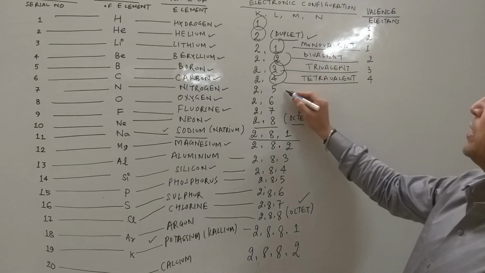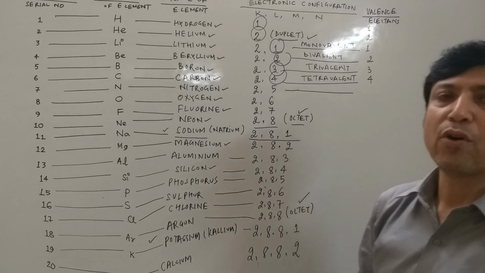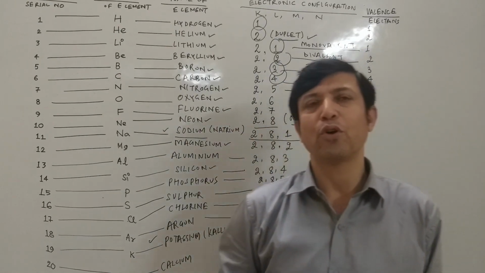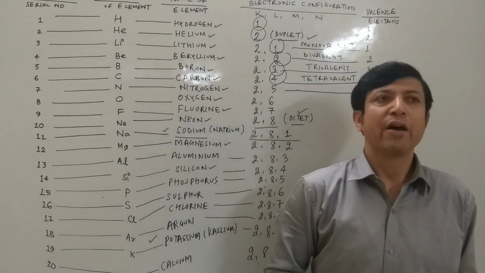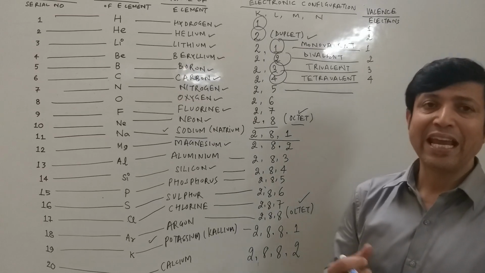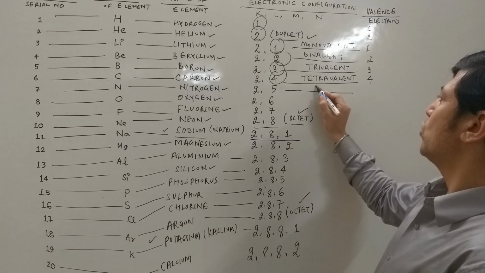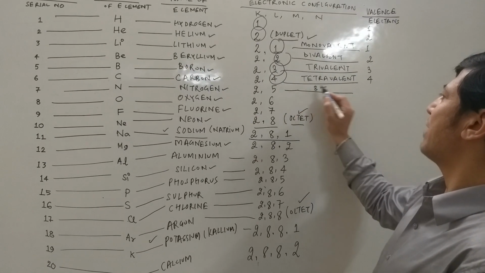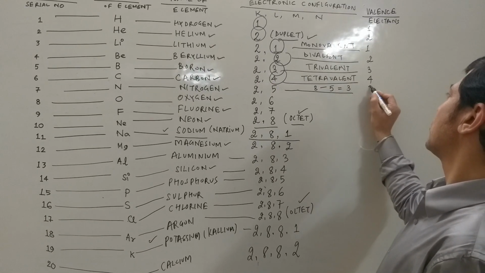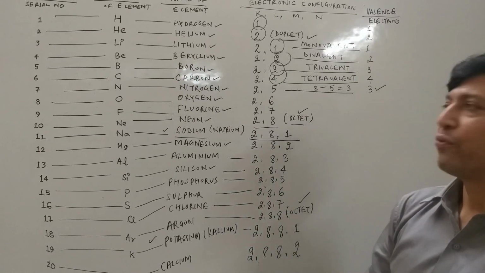Now for nitrogen, it has 5 valence electrons. So what is the valency for nitrogen? Can it lose these 5 valence electrons? No, it is not possible for nitrogen to lose these 5 valence electrons. So what it will do, it will gain 3 more electrons to complete the octet. So you are going to subtract these 5 electrons from 8. So it requires 3 more electrons. So the valency for nitrogen is 3, not 5.